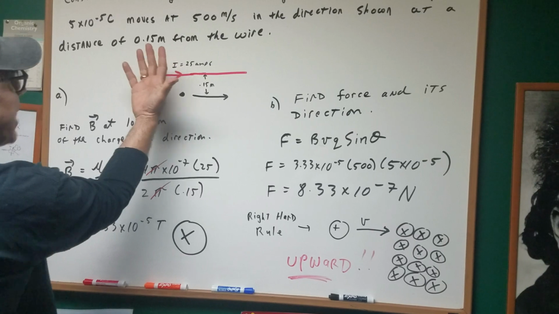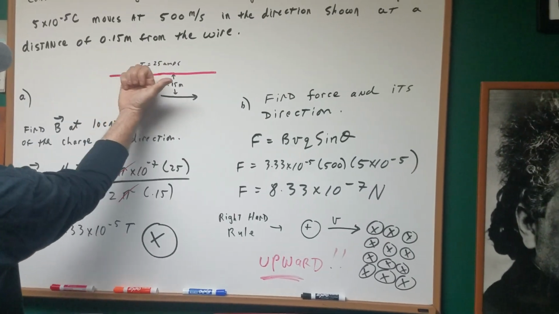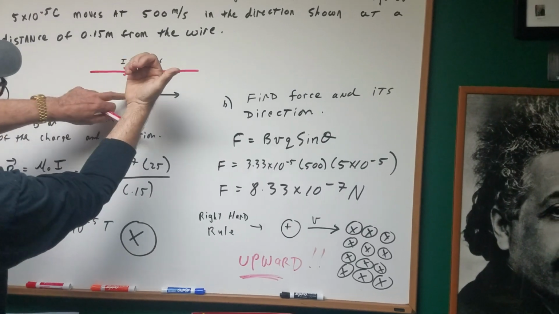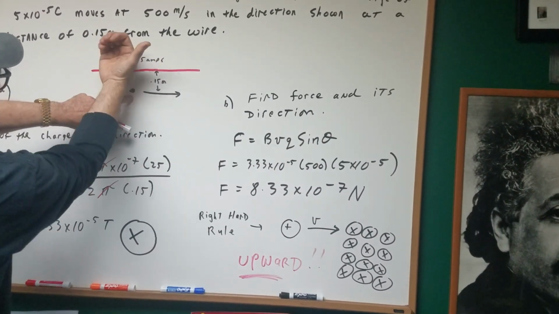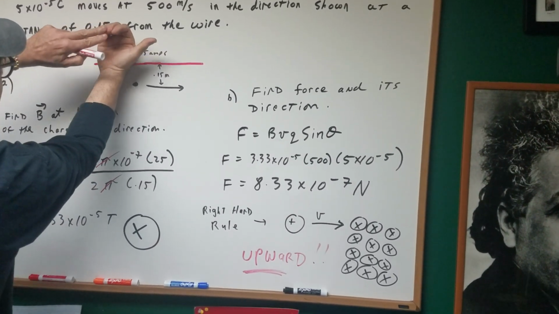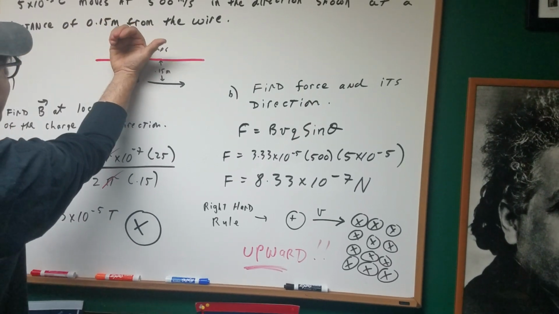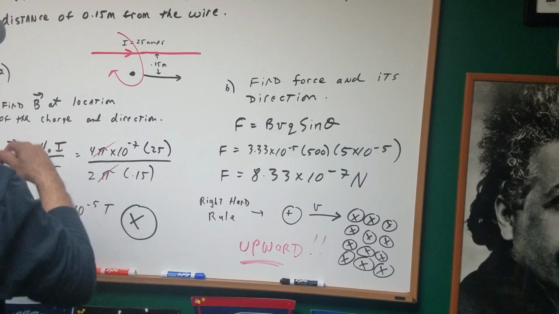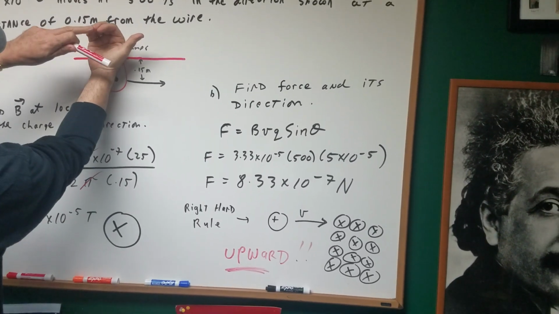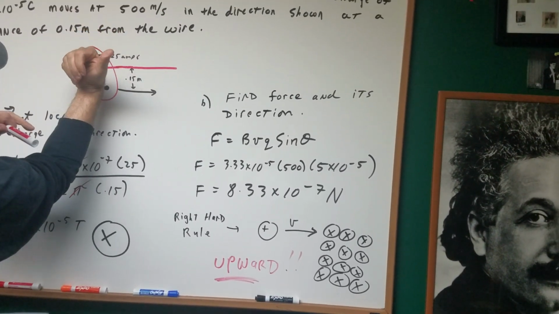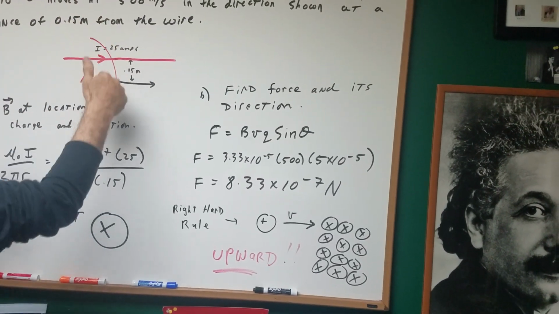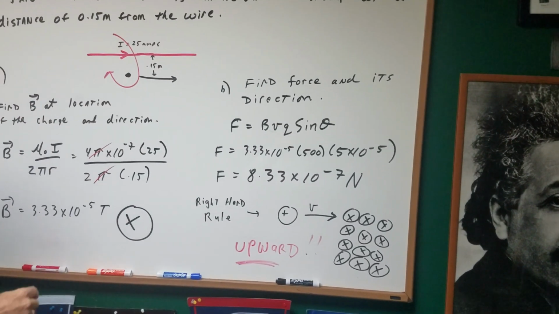What I'm going to do is get my right hand and point my thumb in the direction of the current. Now, we're interested in this point here. As you can see, the current is going out of the page at the top of the wire and into the page at the bottom. I curl my fingers, and by the time it goes down, as you can see, we're going in this direction. So it's into the page.